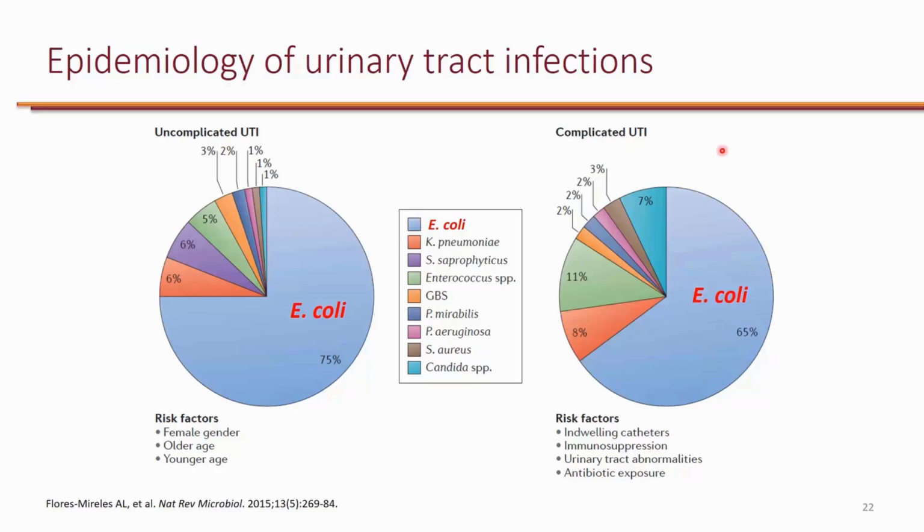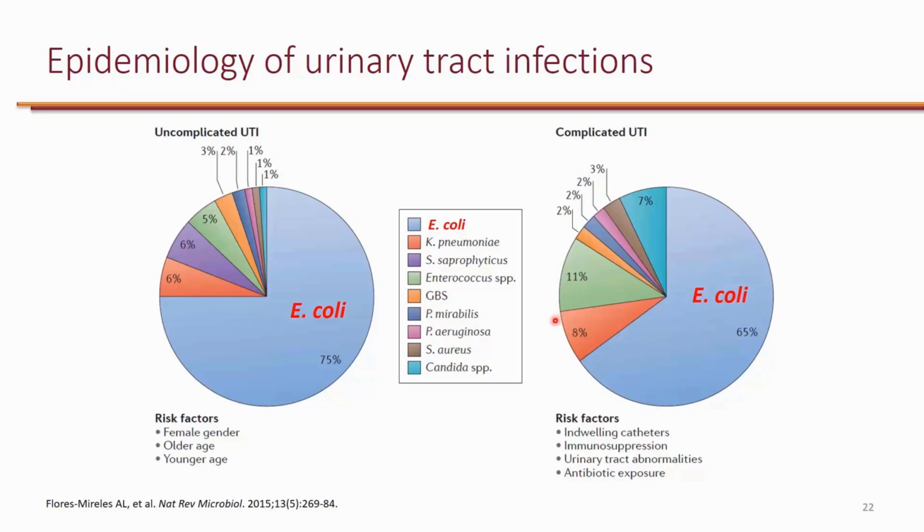And of course, when it comes to complicated UTI, E. coli is still your number one organism, along with Klebsiella and Enterococcus. However, note that in complicated UTI, you do start to see more Candida species causing UTI, or candiduria as we call it. In complicated UTI, they are more likely to be due to resistant organisms. So, for example, look at Pseudomonas. Pseudomonas is more likely to cause complicated UTI, but it's still around 2%. So it's still something that you do not want to cover empirically for everyone.